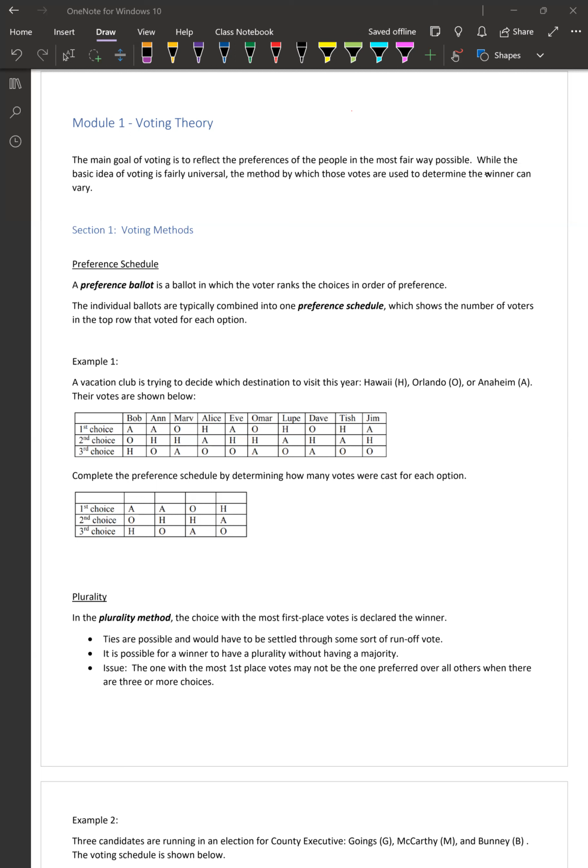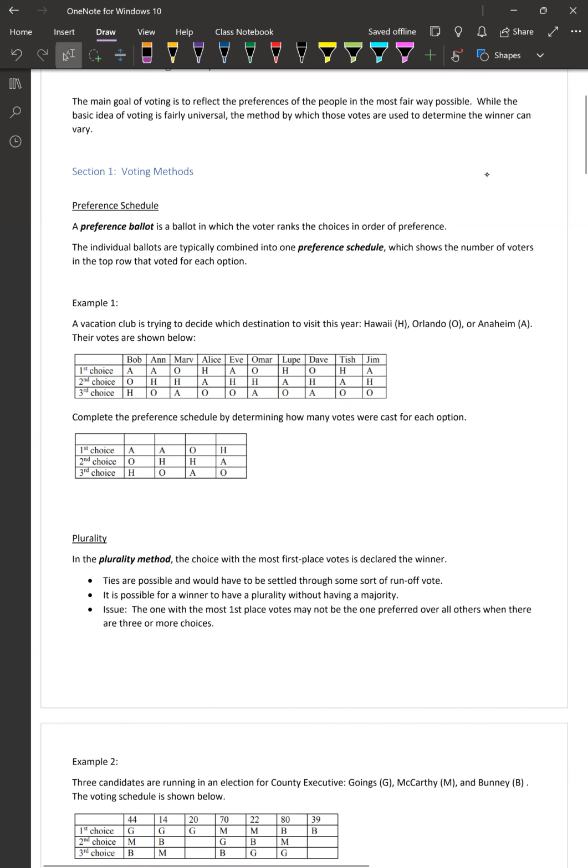So, all righty. So voting, right? I'm going to assume that everybody knows what voting means. But if you've never thought about it before, there actually are quite a few different ways that you can vote and decide on something. So that's what this is about. We're going to kind of look into that. Okay, so section 1 is voting methods.